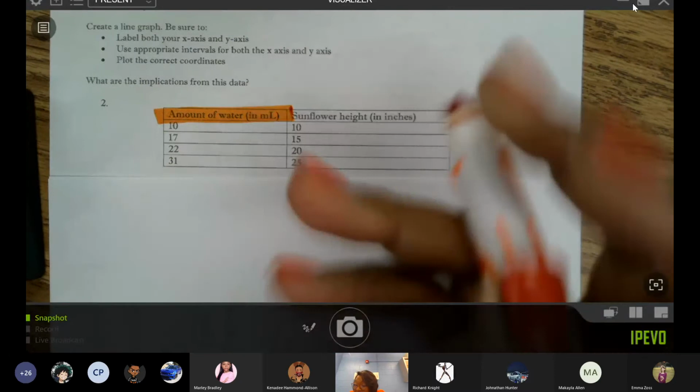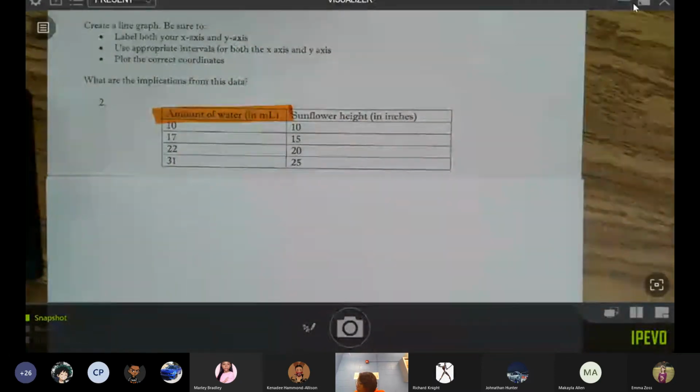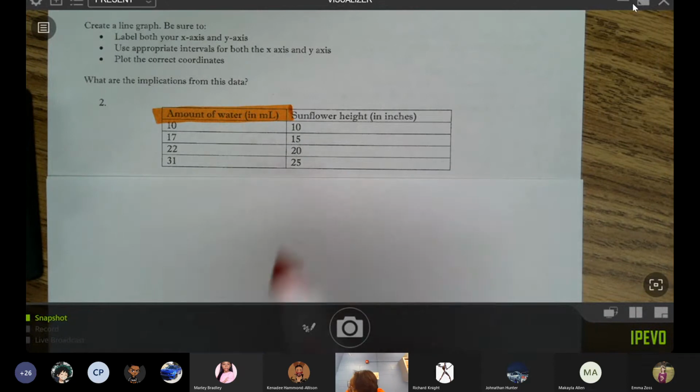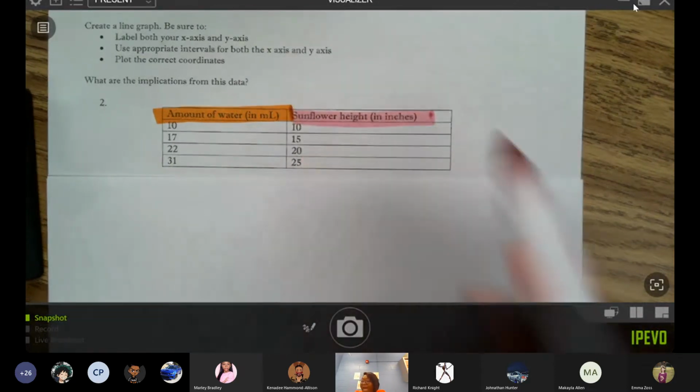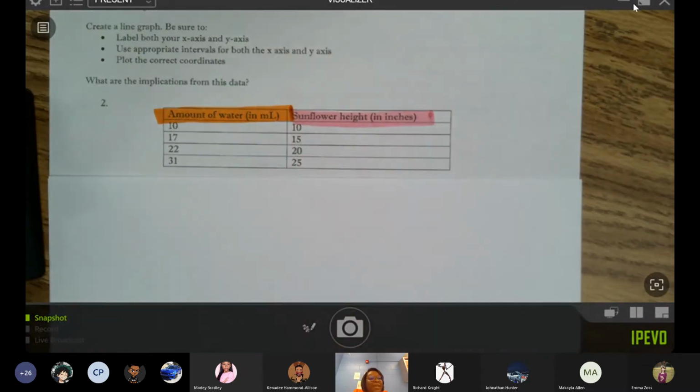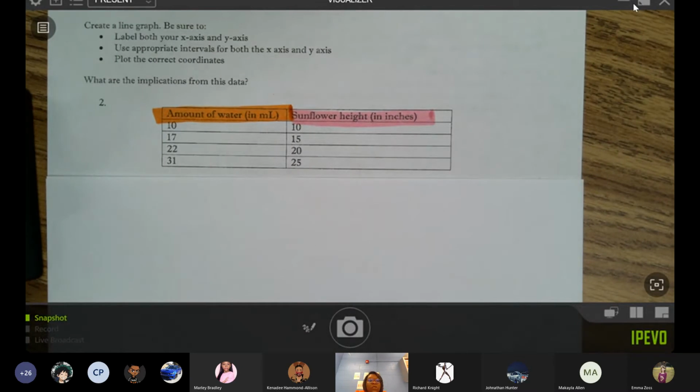Remember, everything on the left side of that chart is my independent variable, and how that independent variable changes our sunflower's height, or our dependent variable. So what we're looking at here is this chart and the relationship between the amount of water and the height of the sunflower. We already see some ordered pairs here, don't we?